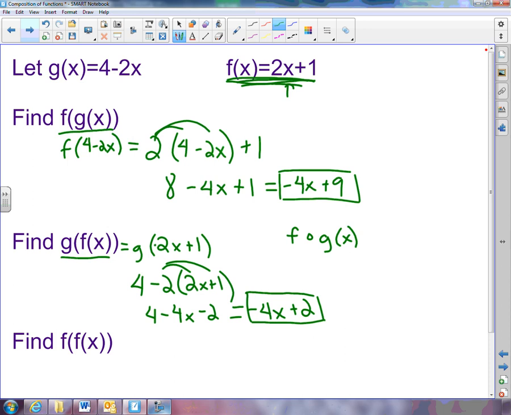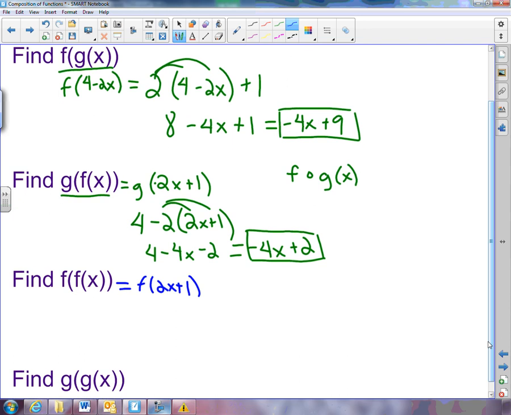Now let's try something a little bit different. In this example, I'm going to be plugging f into itself. So if I want to do my first step, I have 2x plus 1. I'm going to be plugging that into itself. So let's do f of 2x plus 1.